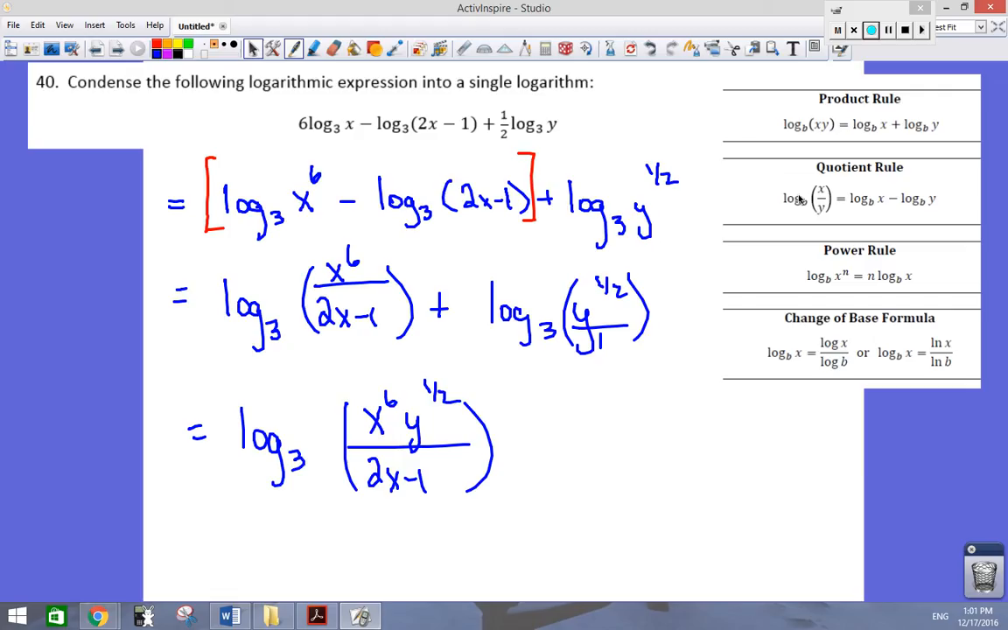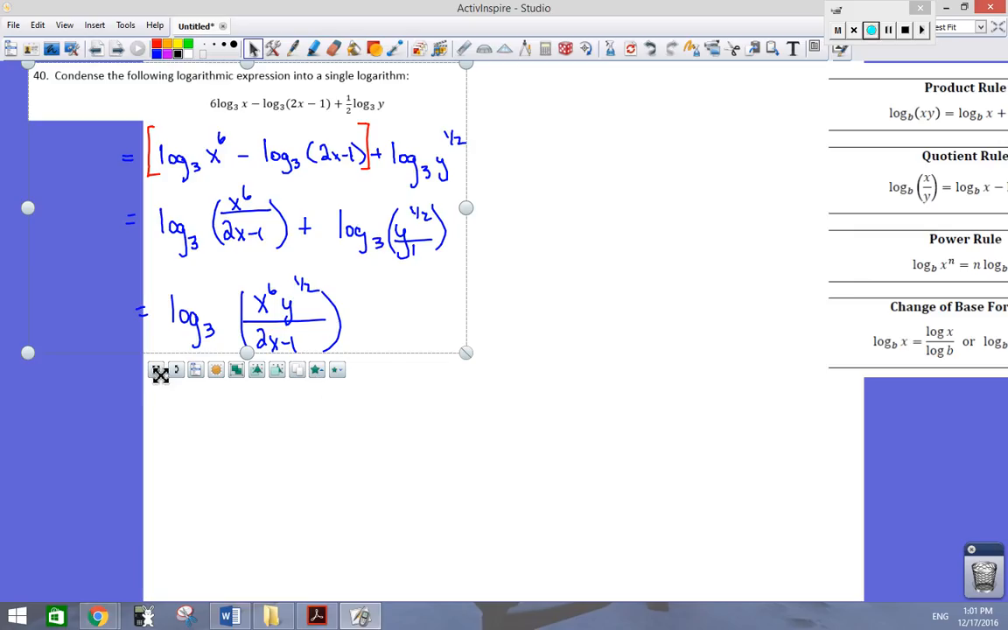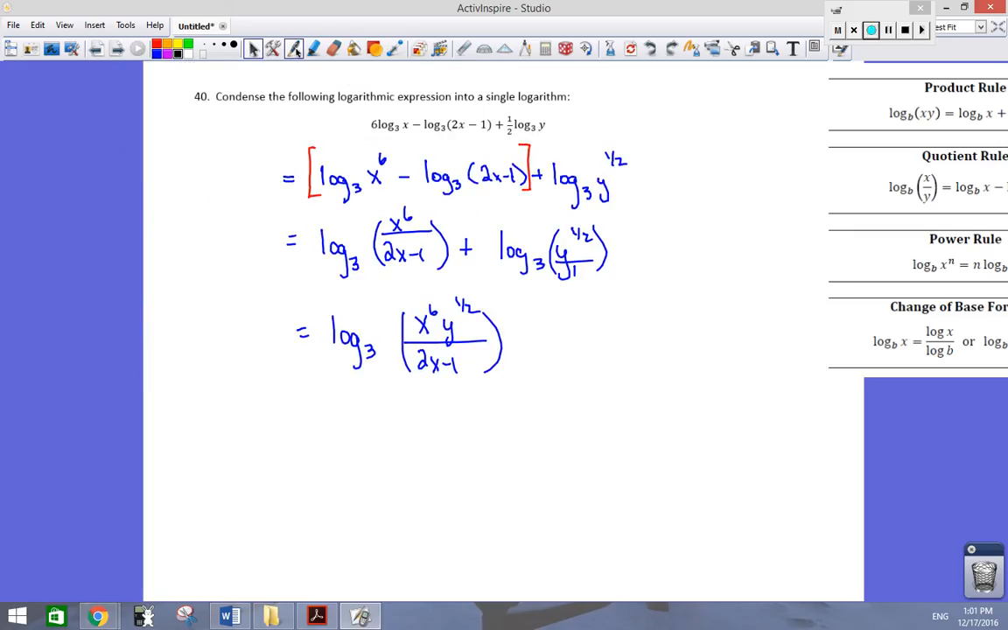There are some people that may recognize that you can have another answer, and if it was multiple choice, you need to be aware of it, that the y to the 1/2 can be written as the square root of y. So you've got x to the 6th times the square root of y. It says the same thing.